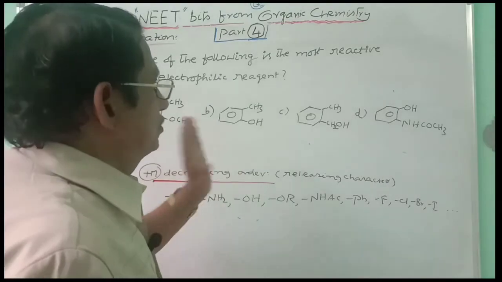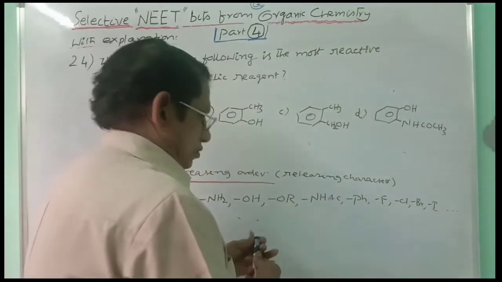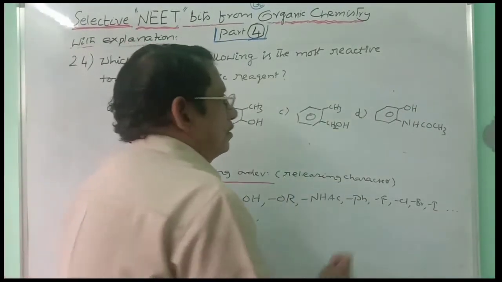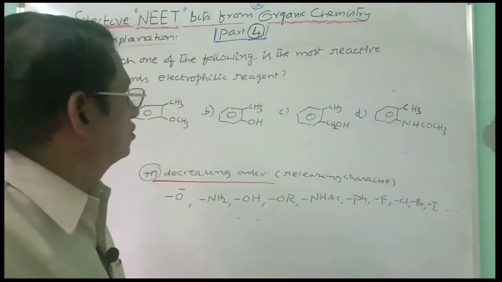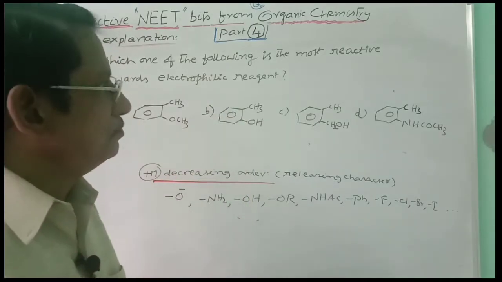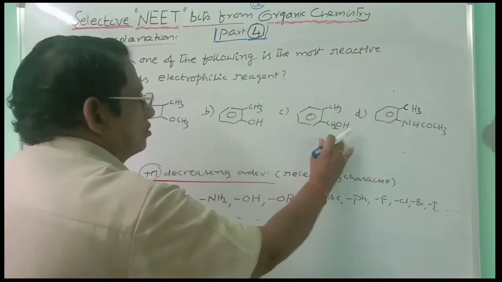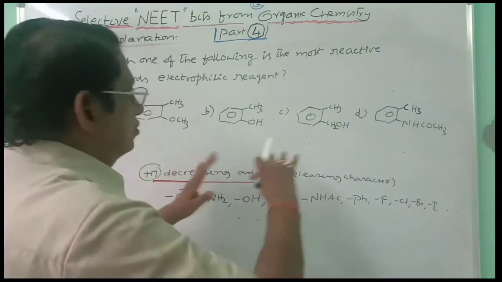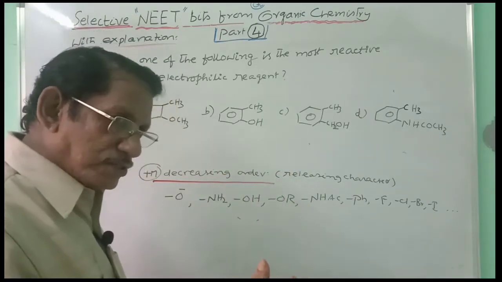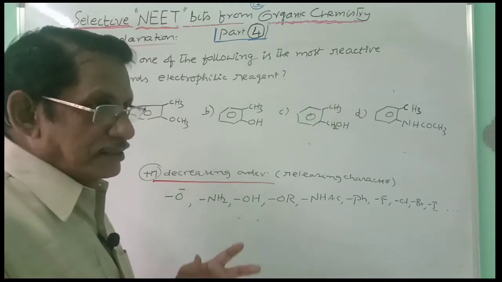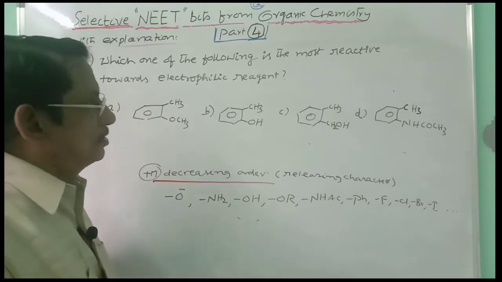In all these cases, the CH3 group is common. And here we have OCH3, OH, CH2OH, and NHCOCH3. Out of these four groups, which is more electron releasing? As they are attached to the benzene ring, generally you will give preference to the mesomeric effect. Electron releasing means plus mesomeric effect. The one having a lone pair will automatically have a releasing character.